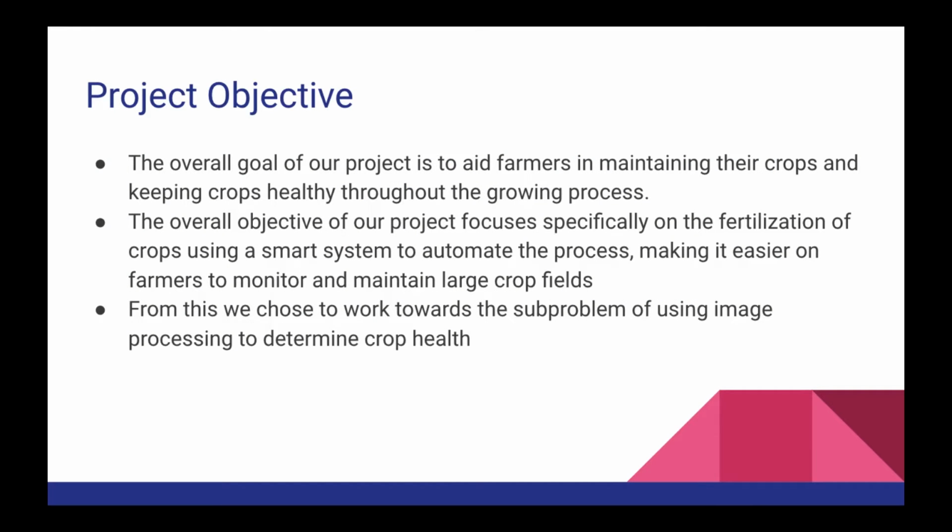The overall goal of our project is to aid farmers in maintaining their crops and keeping crops healthy throughout the growing process. The overall objective of our project focuses specifically on fertilizer use and the fertilization of crops through a smart system to automate the process, making it easier on farmers to monitor and maintain crop fields. With this in mind, we chose to work towards the sub-problem of using image processing to determine crop health.